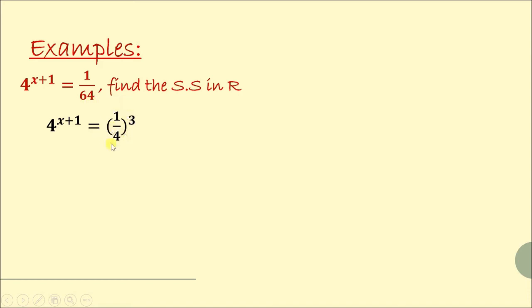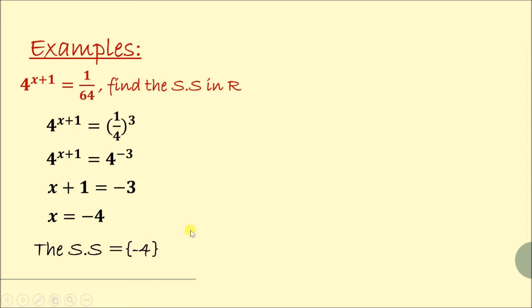Okay, I have here 1 over 4, but I needed 4. So I can put the multiplicative inverse of 1 over 4, which is 4, but the power will change because I change the number: 4 to the power negative 3. Now the bases are the same, so I can say x plus 1 equals negative 3. By adding negative 1 to both sides, x will be negative 4, and the solution set is negative 4.